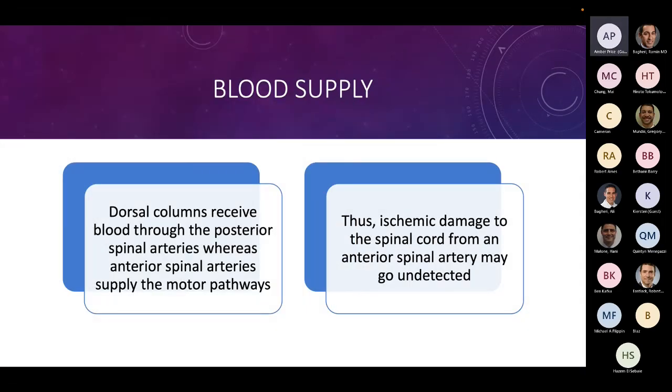You can't really talk about SSEPs without talking about blood supply and how it might affect the presentation of the patient. The dorsal columns primarily receive their blood supply through the posterior spinal arteries, whereas the anterior two-thirds of the spinal cord is supplied by the anterior spinal arteries. And so an ischemic damage to the anterior spinal cord can go undetected.